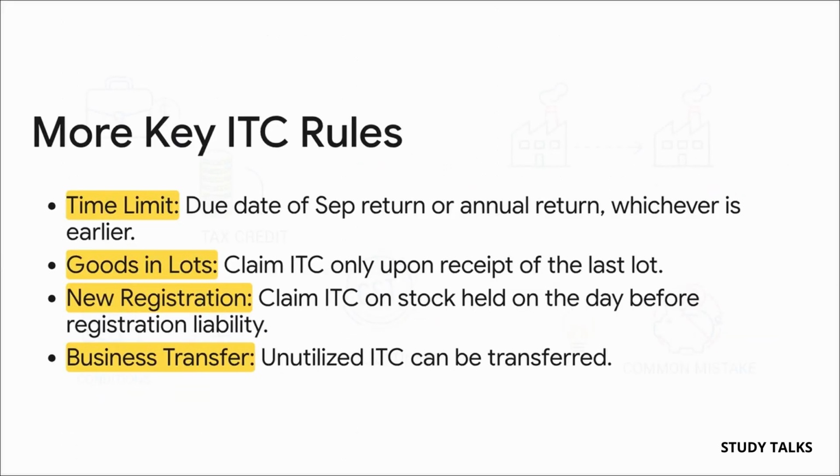And here are a few more rapid-fire rules you've got to know. First, the time limit. You can't claim ITC for an invoice after the due date of the September return for the next financial year, or when you file the annual return, whichever happens first. Miss that deadline, and that credit is gone forever. Second, if goods come in installments, you have to wait for the last lot to arrive before you can claim any ITC. Third, for new registrations, you can claim ITC on the stock you had on hand the day before you became liable to register. And finally, if a business is sold or transferred, the new owner can also take over the unutilized ITC.